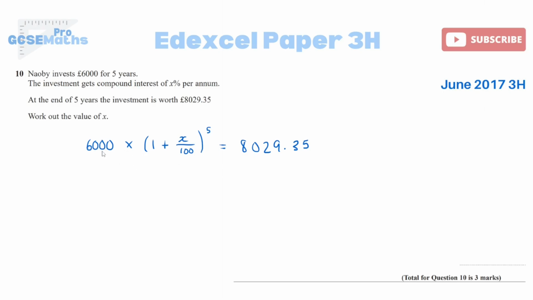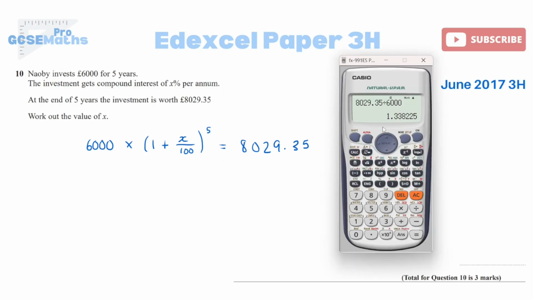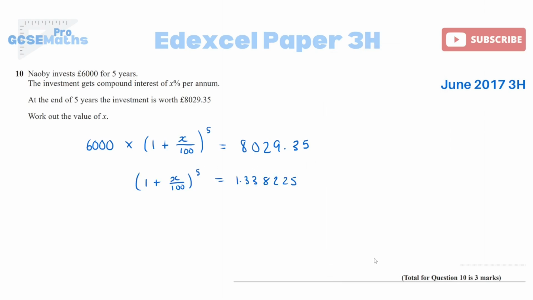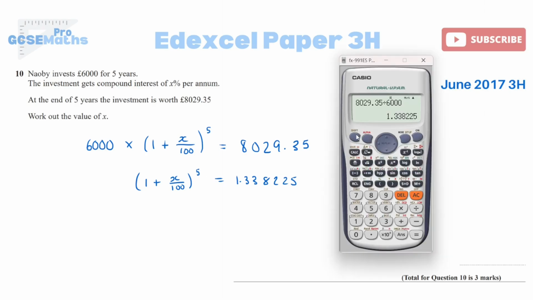First thing I'm going to do is divide by 6,000, which gives me 1.338225. The next thing I'm going to do is root this, to the power of 5. So taking my answer, I'm going to choose the option where I can change it to a 5 outside of the root symbol, and then I will get 1.059 recurring. So at this point, you could just basically round it to 1.06. I think that's fairly safe to say.